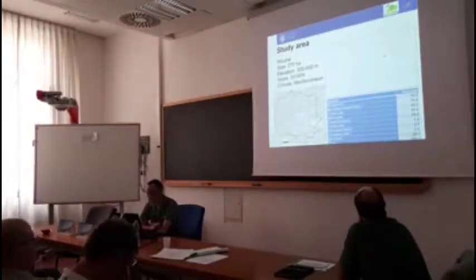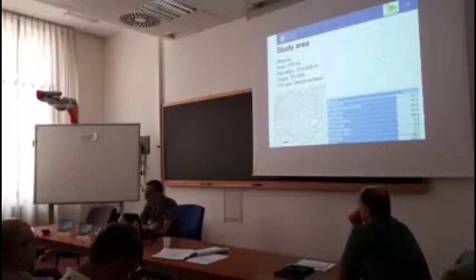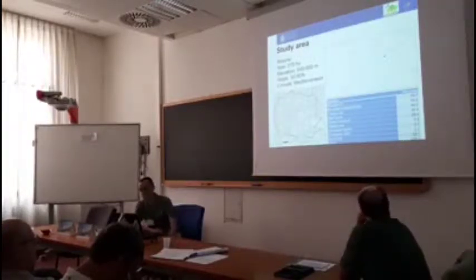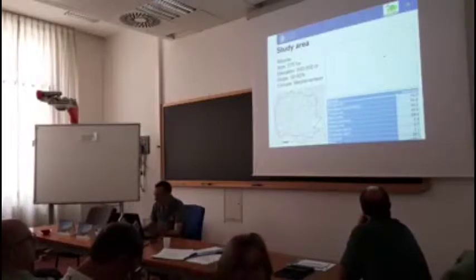The size of the study area is about 275 hectares, and this site was selected because it hosts several different forest types with different dominant forest species, such as Douglas fir and black pine, sweet chestnut, downy oak, turkey oak, and other Mediterranean species. This area is located here in Tuscany in the Apennine mountains.